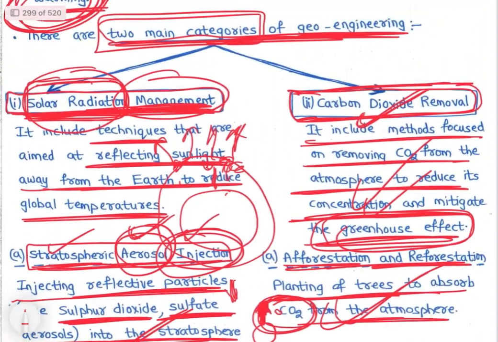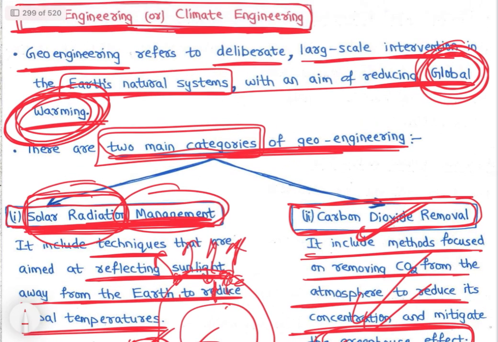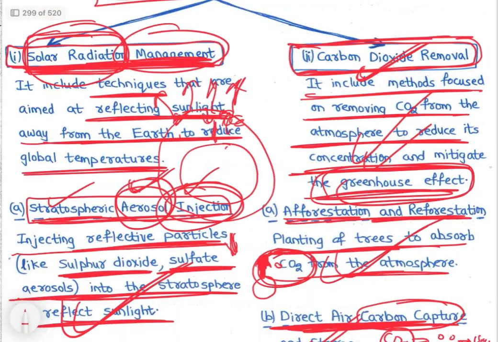So we have discussed things which we can use to fight climate change: green energy, renewable energy, then geoengineering, then carbon trading mechanisms, then carbon sequestration. Carbon sequestration is nothing but carbon dioxide removal only. So that's it, and with this we are done. Yeah, this one is also there.